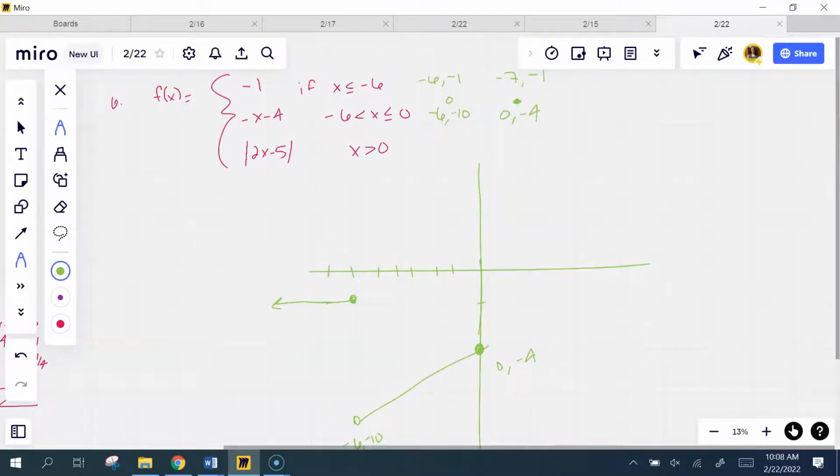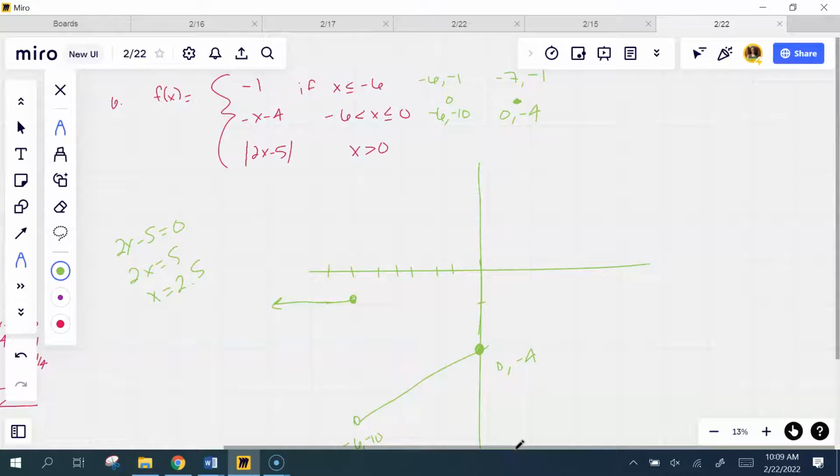Now the last one's the absolute value, and that's the hard part of this one. The first thing I want to do is see where my vertex is, right? Because that's going to determine how many points I need. So the vertex here, 2x minus 5 equals 0, so 2x equals 5. X equals 2.5. That's bigger than 0. Do you agree? Is it bigger than 0? Yes. So it's going to include my vertex.